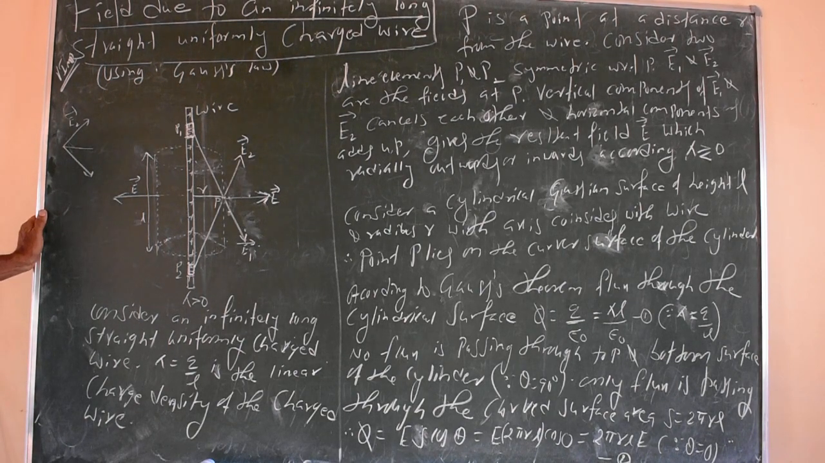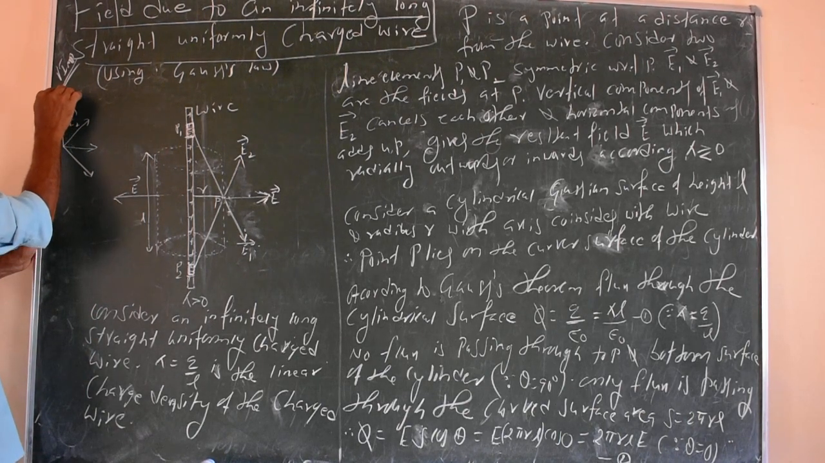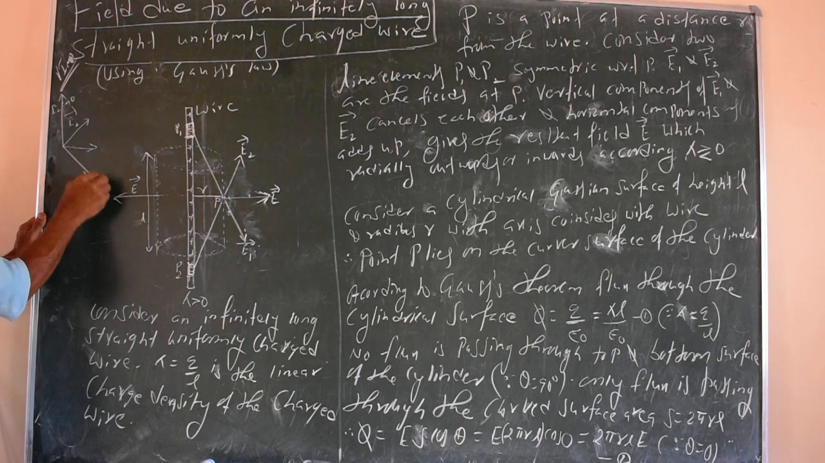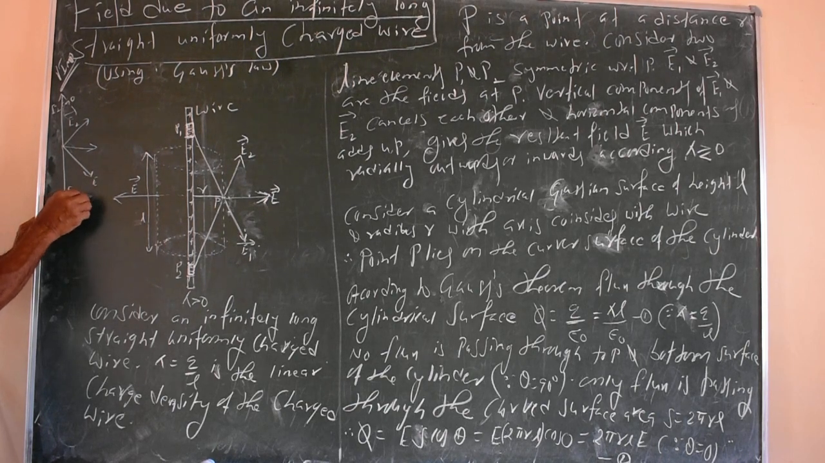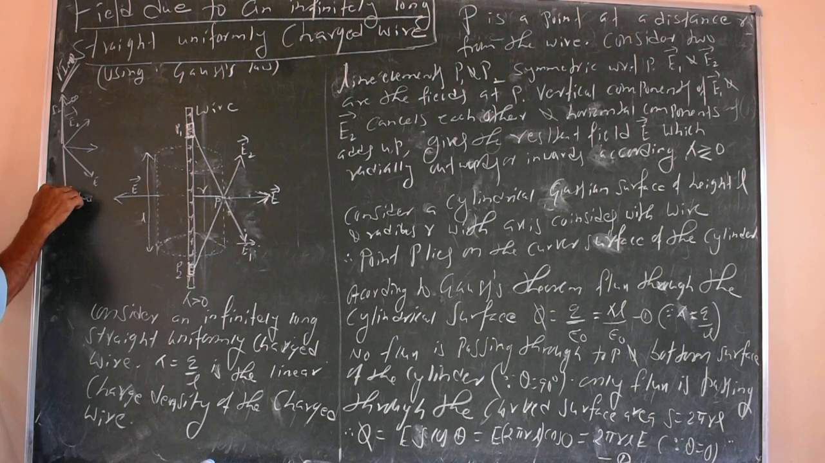It is like the electric field due to a dipole on the equatorial plane. Same explanation was taken. Okay, so this is the vertical field component of E2 bar, E2 cos theta. This is the vertical component of E1 bar, E1 cos theta. So it's not cos theta, sin theta. Vertically, sin. So both are equal and opposite.